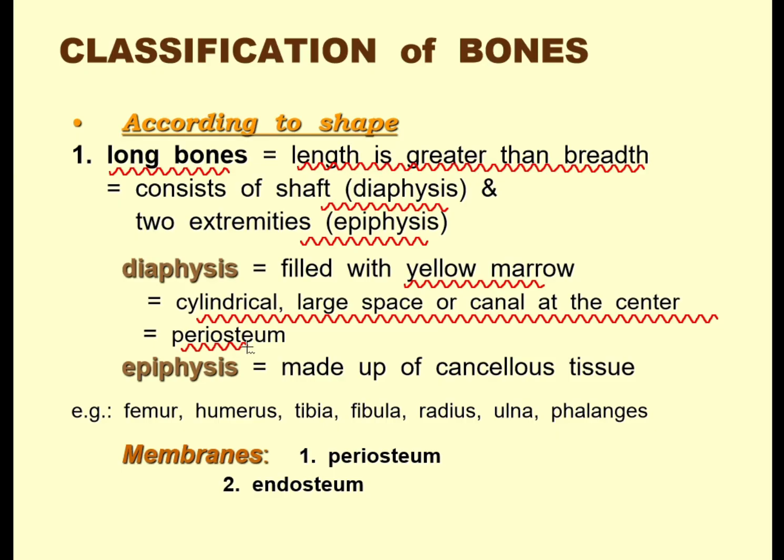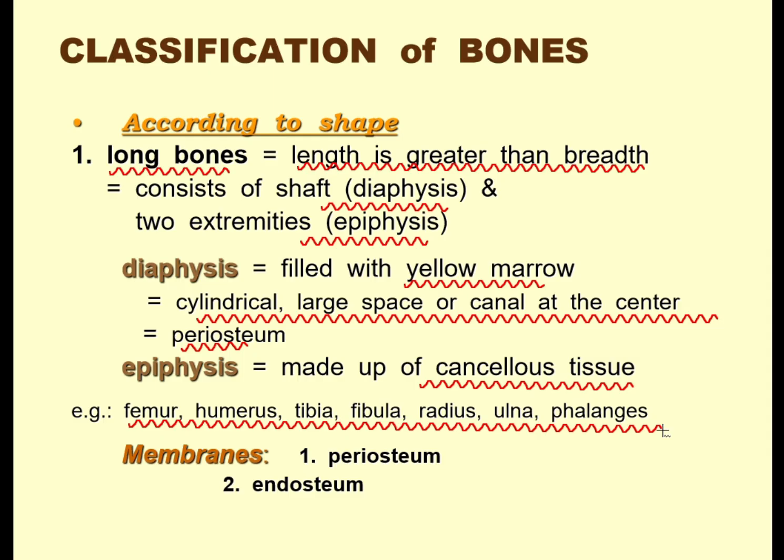Next is the epiphysis. The epiphysis is made up of cancellous tissue. I hope the diaphysis and epiphysis concept is clear, right? For example, the femur, humerus, tibia, fibula, radius, ulna, and phalanges are examples of long bones.